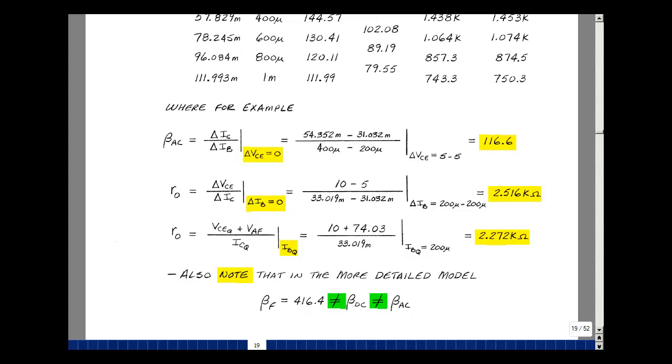For the remainder of the course, we're going to be talking about a DC beta and an AC beta, and we can calculate those by hand by doing this kind of a technique, or we can run SPICE and it'll give us some of the data points that we need.